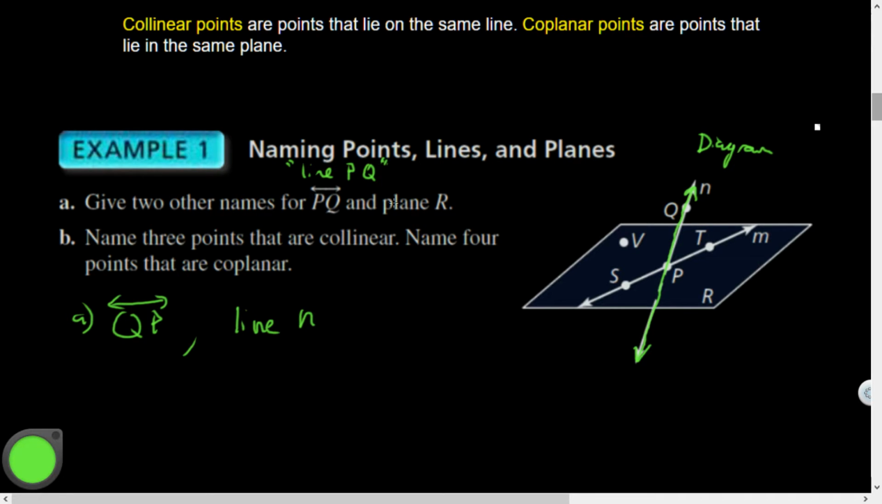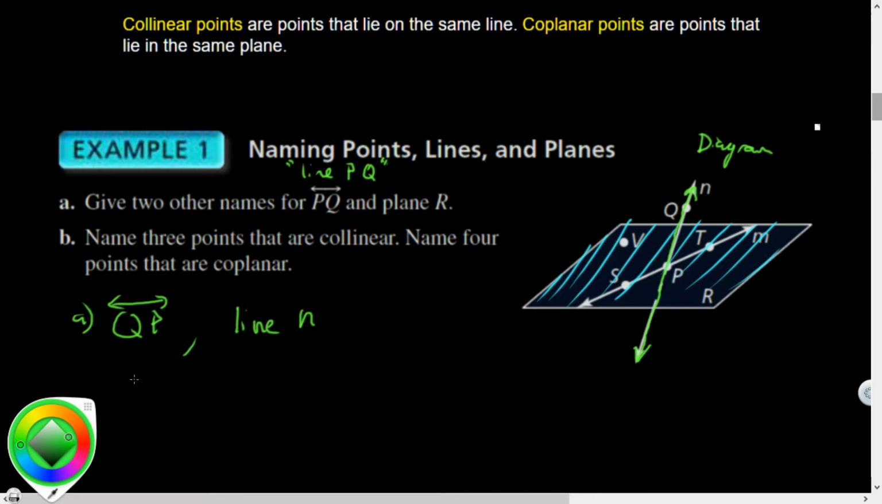Let's see. How about for the plane R? So the plane that it's referring to here is this. Okay, there's R, so it's referring to this surface, right? Imagine it's in that isometric view that we were referring to. What's another way I could refer to that plane?